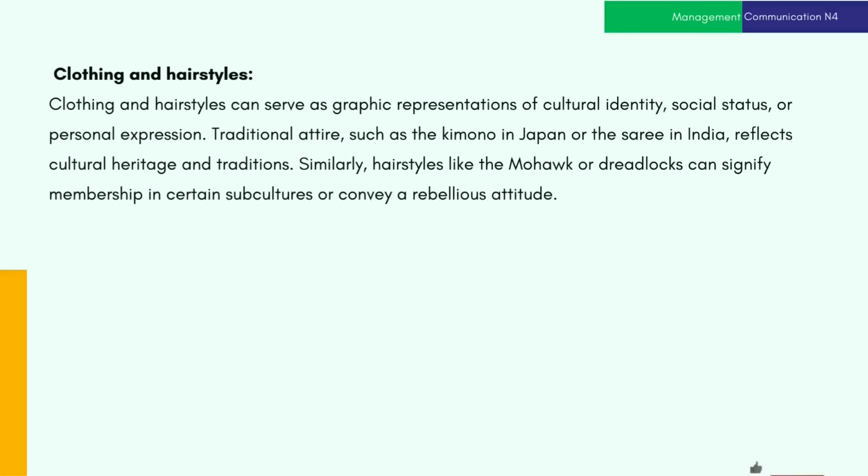8. Clothing and hairstyles. Clothing and hairstyles can serve as graphic representations of cultural identity, social status, or personal expression. Traditional attire, such as the kimono in Japan or the sari in India, reflects cultural heritage and traditions. Similarly, hairstyles like the mohawk or dreadlocks can signify membership in certain subcultures or convey a rebellious attitude.